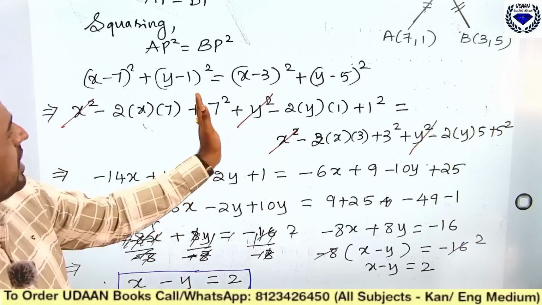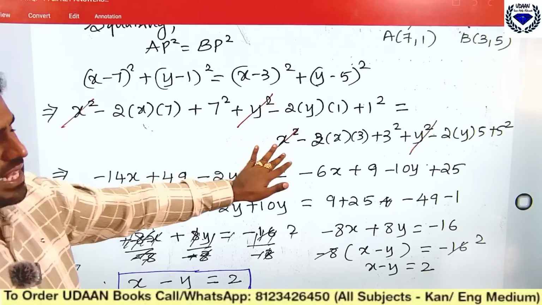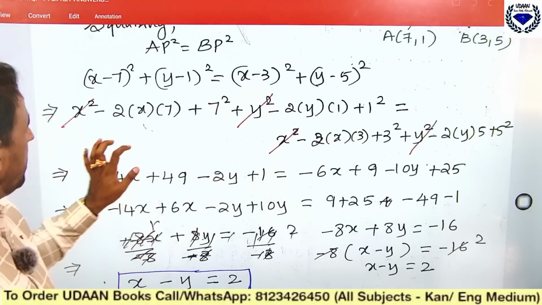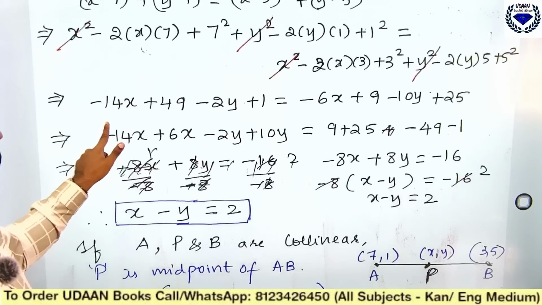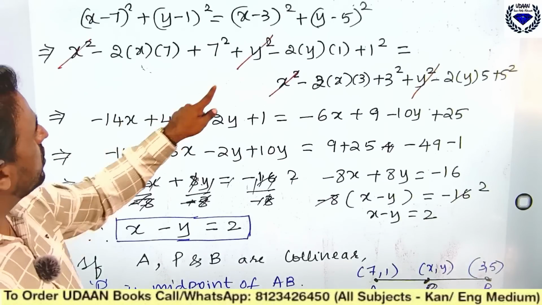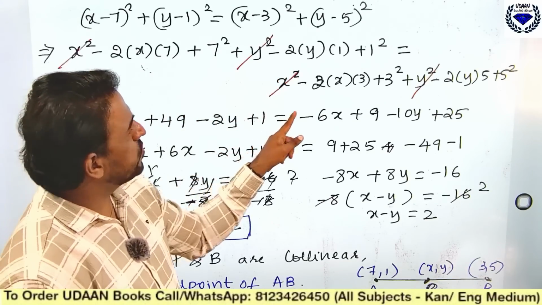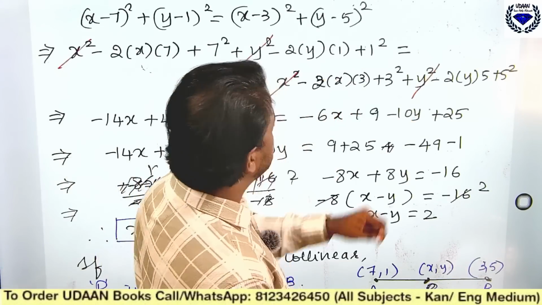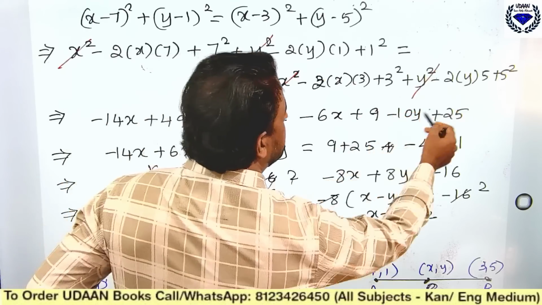If you take x square and y square to the left side, x square gets cancelled and y square gets cancelled. What will you be left with? 7 2s are 14x, then 7 square is 49, minus 2y plus 1. Similarly, minus 6x, 3 square is 9, this and this.